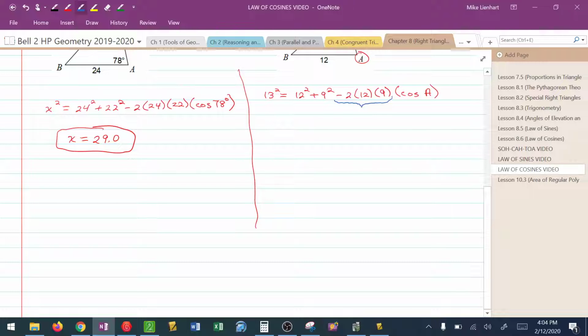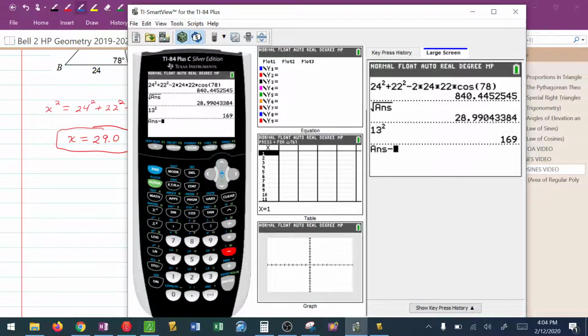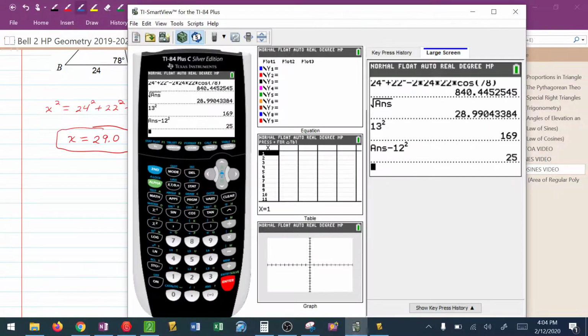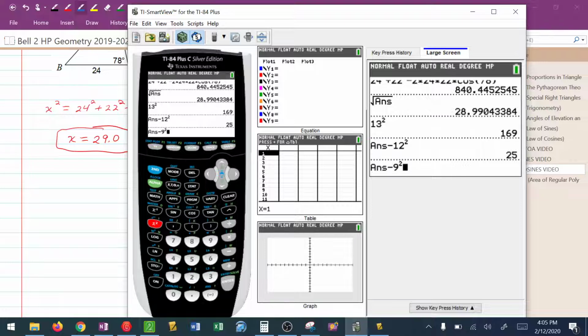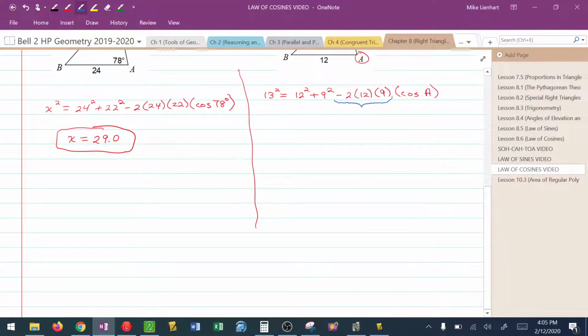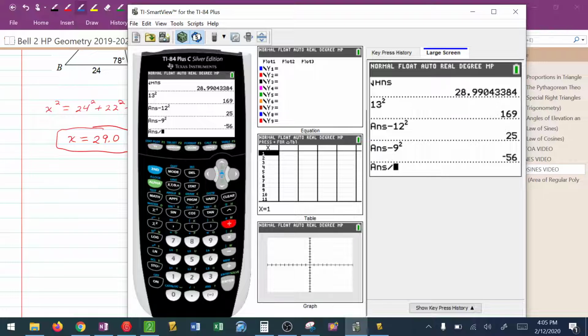All right. I have to move 12 squared over. So I'm going to subtract from that 169, 12 squared. That gives me 25. I now need to move the 9 squared over by subtraction. So I subtract 9 squared, and I'm now at negative 56. I'm ready to move all this part over here in blue over to the left. But to move that, I have to divide. So I'm going to divide that answer I had by this group that I'm multiplying.